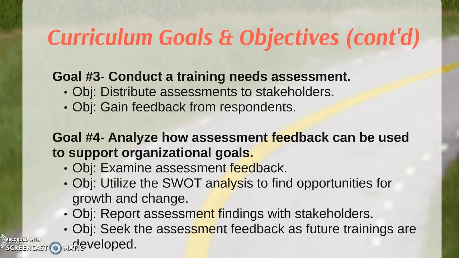The third goal is to conduct a training needs assessment. We are going to distribute the assessments to various stakeholders, be it the volunteers, the staff, the community members, partners, whomever that may be, and then gain feedback from them. The last goal is to analyze how the assessment feedback can be used to support organizational goals. We are going to examine assessment feedback and utilize that SWOT analysis to provide opportunities for growth and for change. We are going to report the assessment findings with stakeholders, and then seek feedback as we prepare future trainings.